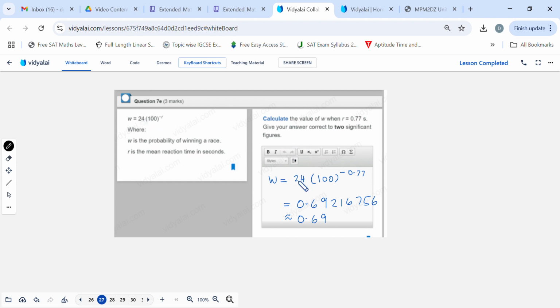So using the formula W is equal to 24 into 100 to the power minus R, the value of R is given as 0.77. Substituting it into the formula, we get W is equal to 24 into 100 to the power negative 0.77, which is equal to 0.69216756 using a calculator, which is approximately 0.69, correct to two significant figures. So this is the probability of winning when R is 0.77 seconds.